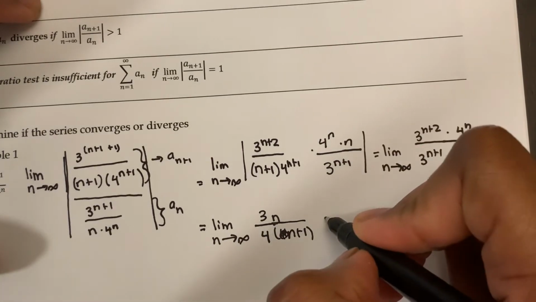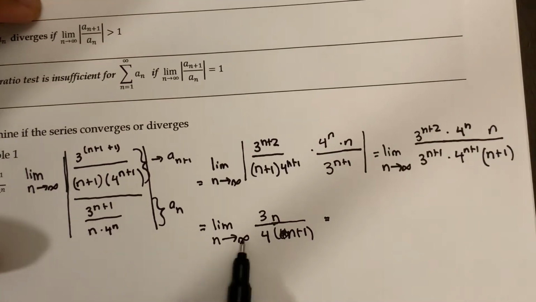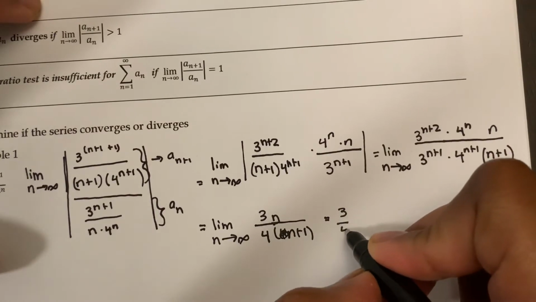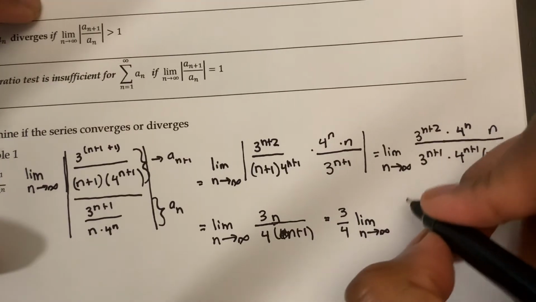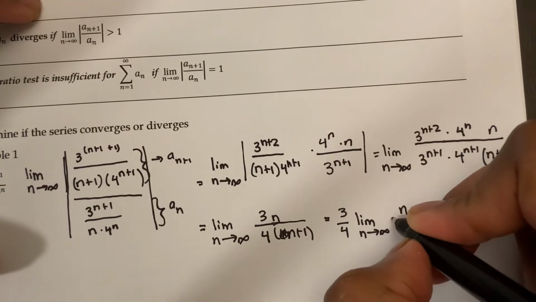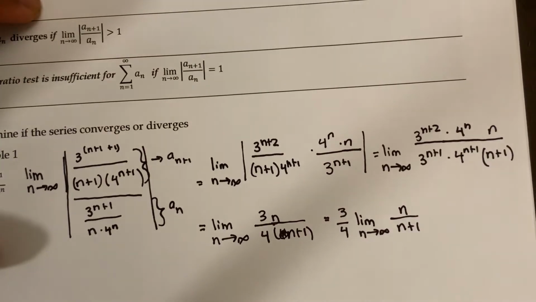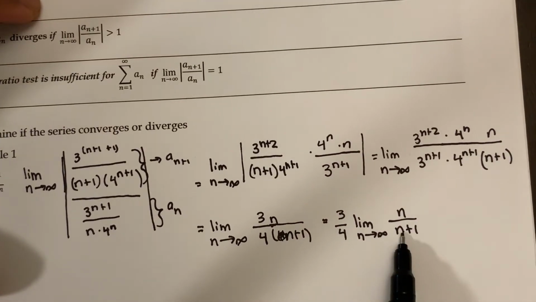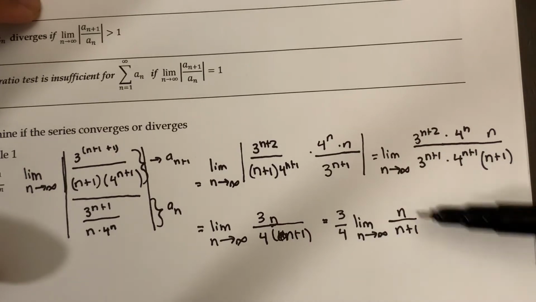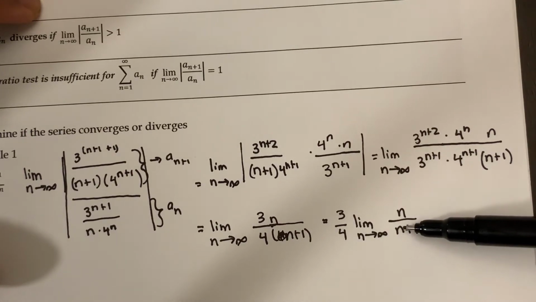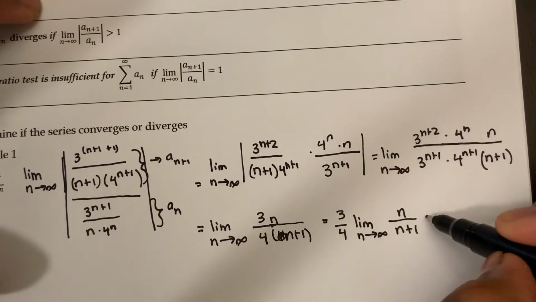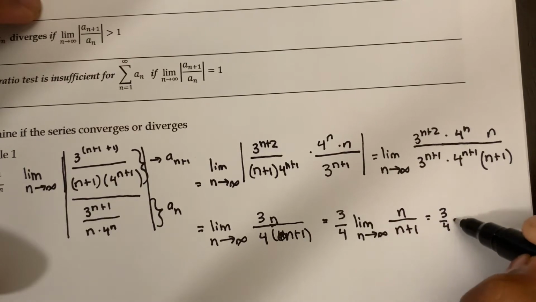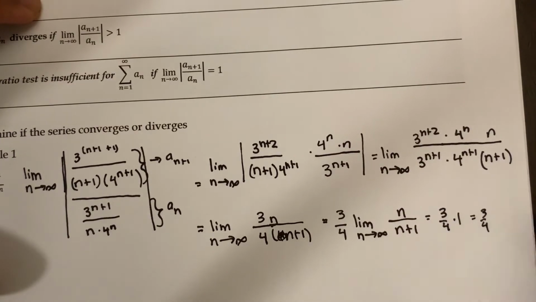The neat thing about the ratio test is that the limit is written for n. So the 3/4 does not matter. You can put the 3/4 in the front and then just calculate the limit for n going to infinity of n over n plus 1. We know that this limit is 1 because, again, when the degree of the numerator equals the degree of the denominator, the limit is the ratio of the leading coefficients. So this is equal to 3/4 times 1, which equals 3/4.